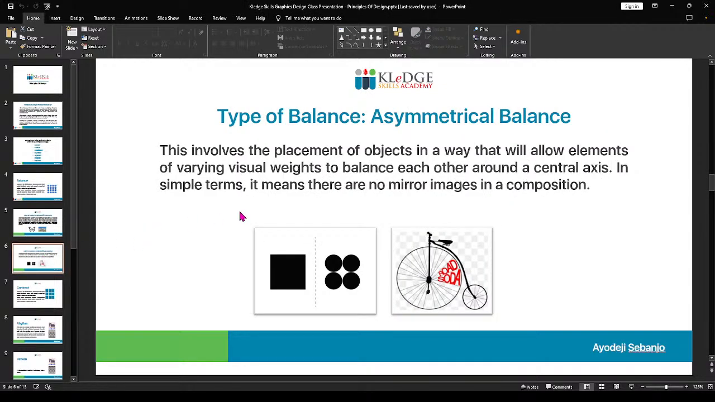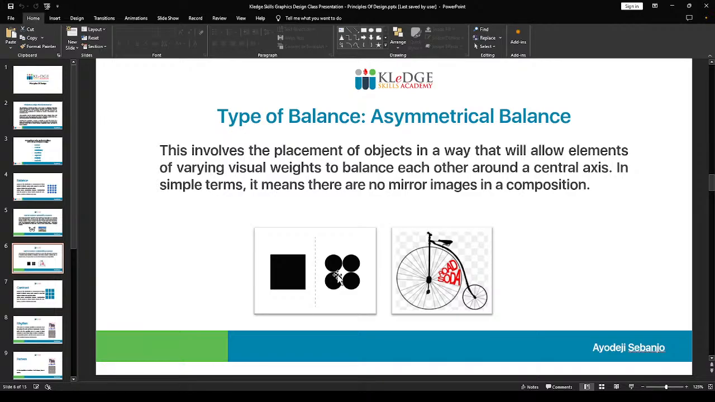The second type of balance is asymmetrical balance, and this involves the placement of objects in a way that allows elements of varying visual weight to balance each other around a central axis. Let's take this shape as a description. This is the central axis between this part of the design and the right hand part of the design. When you look at it, we have two shapes, the square and the circle. However, the circle has been arranged in a manner that is balanced out together with the square. You understand? So that is asymmetrical.